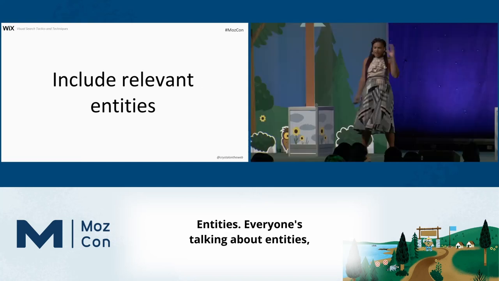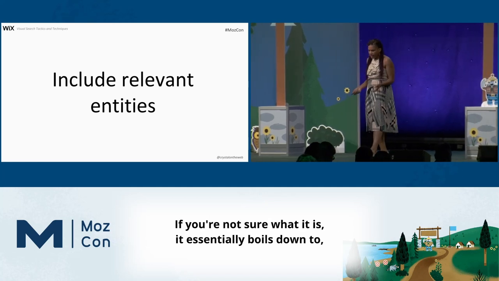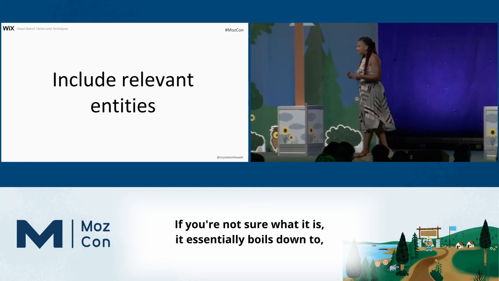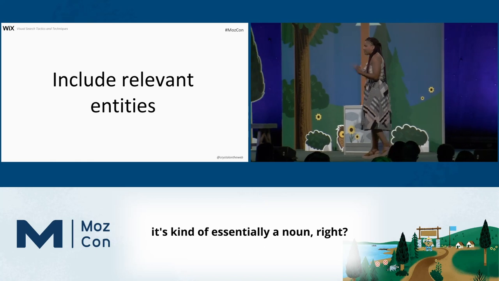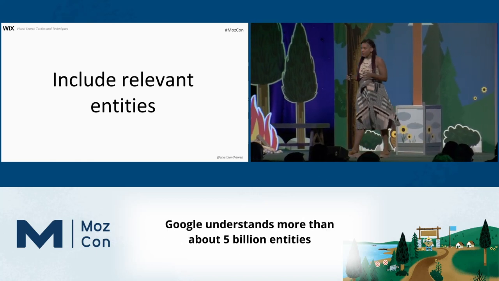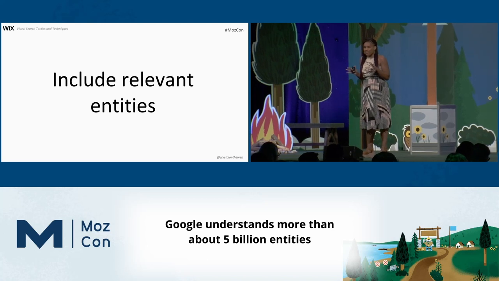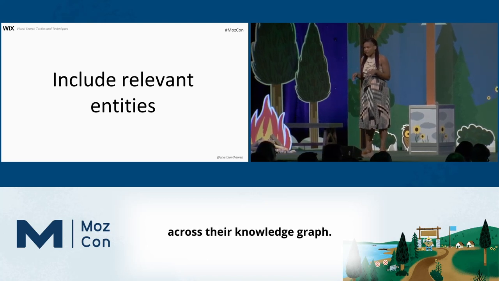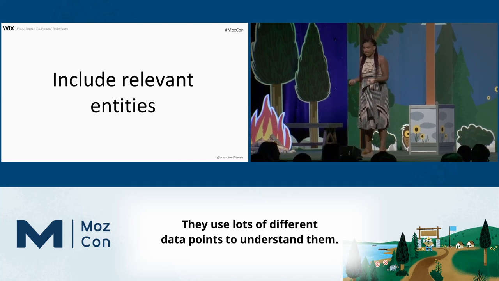Entities, everyone's talking about entities, and there's a reason why. If you're not sure what it is, it essentially boils down to a noun, right? So it tends to be a person, place, or thing. Google understands more than about 5 billion entities across your knowledge graph, and they use lots of different data points to validate these and to understand them.